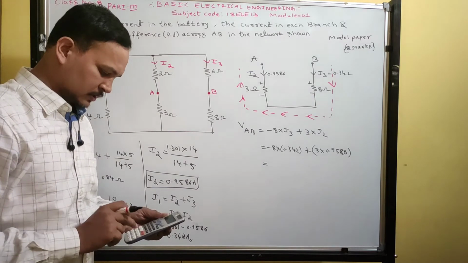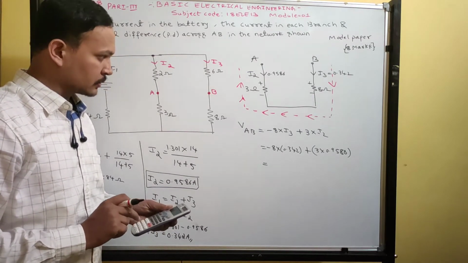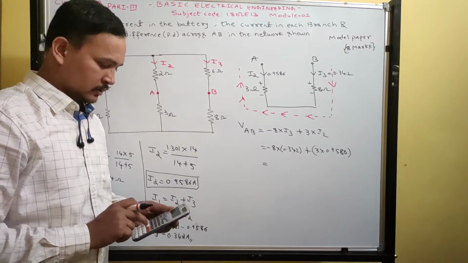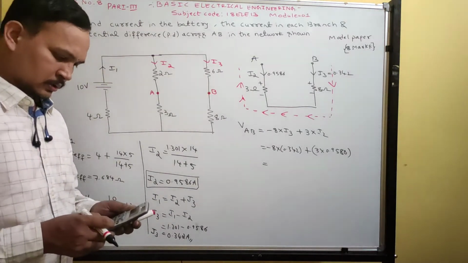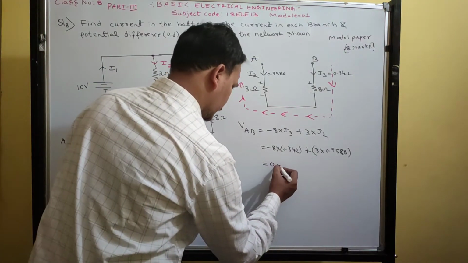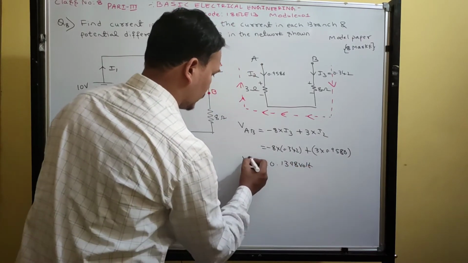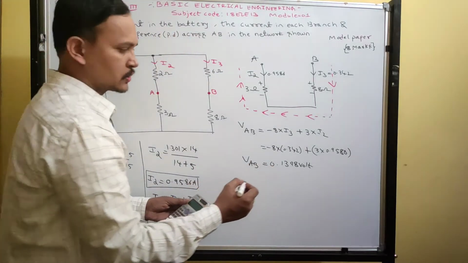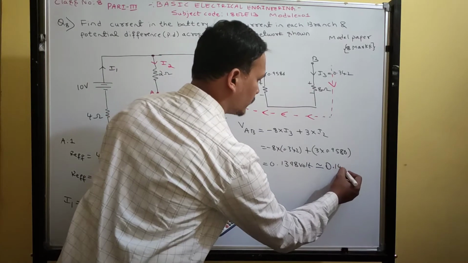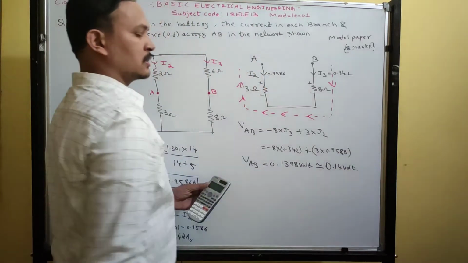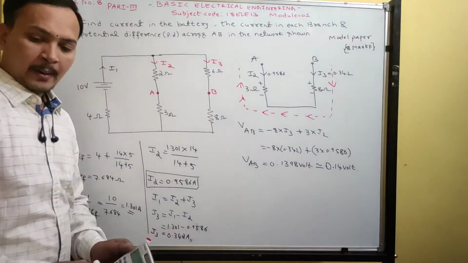Do it in calculator. Let's see how much we get. Minus 8 into 0.342 plus 3 into 0.9586. So we are getting 0.1398 volts. Okay, VAB. We are getting this much volt. So I can approximate it as 0.14 volt. Guys, this is approach 1.